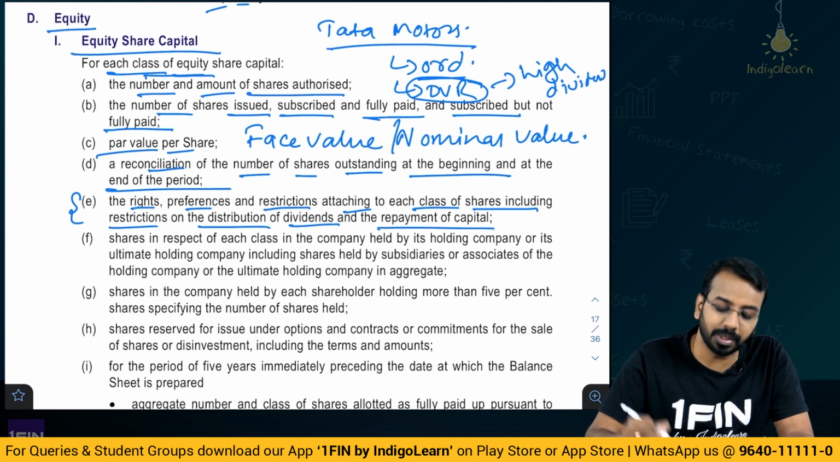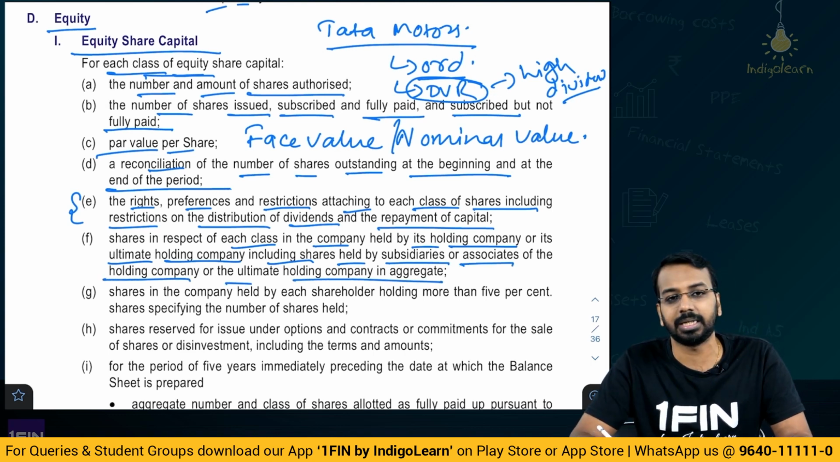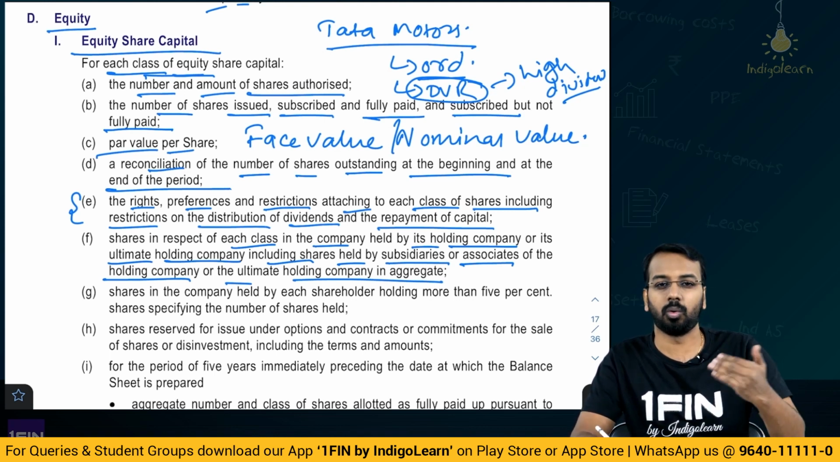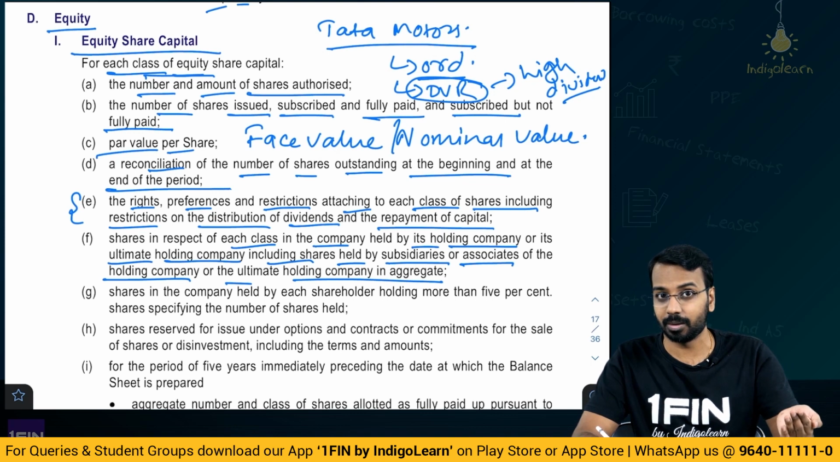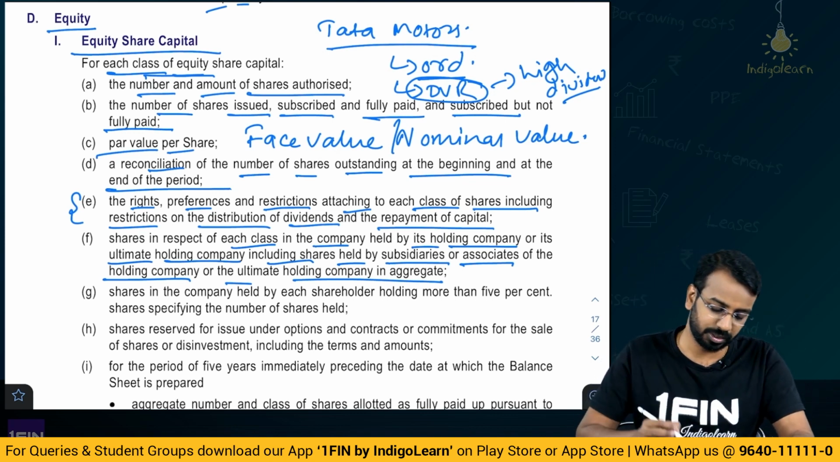Okay, all this must be disclosed. Then shares in respect of each class in the company held by its holding company or its ultimate holding company, including shares held by subsidiaries or associates of the holding company or the ultimate holding company in aggregate. Just to simplify this, if there are any holdings within the group, the holding or the ultimate holding company or a subsidiary of the holding company, if there are any shares, that has to be disclosed.